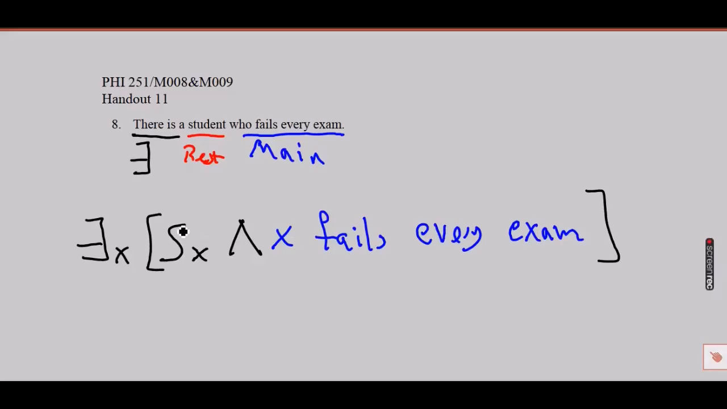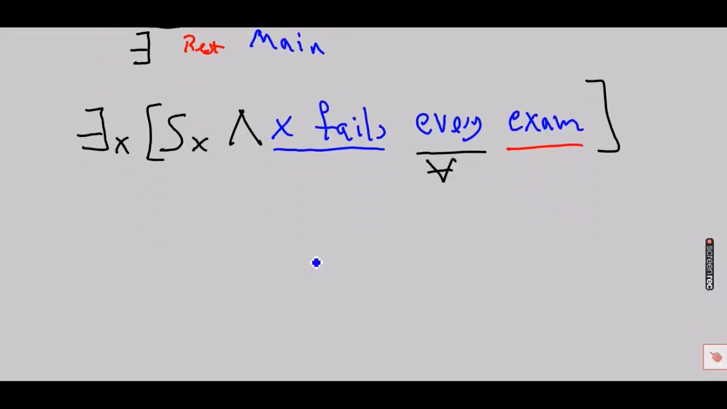Okay, now we need to deal with this main predicate here, and obviously this is a universal statement, and it's a statement about exams. So exam is going to be a restrictor predicate, and about them we're saying that X fails them. X fails every one of them. So X fails is going to be our main predicate for this part.